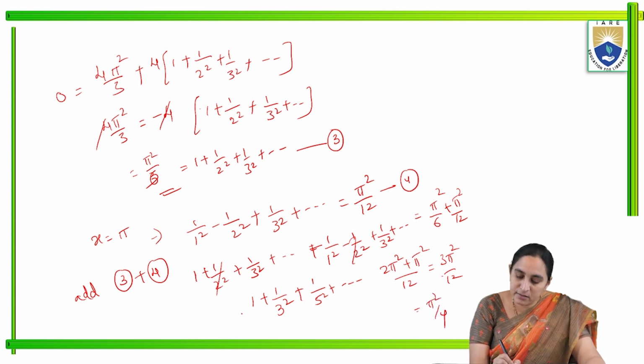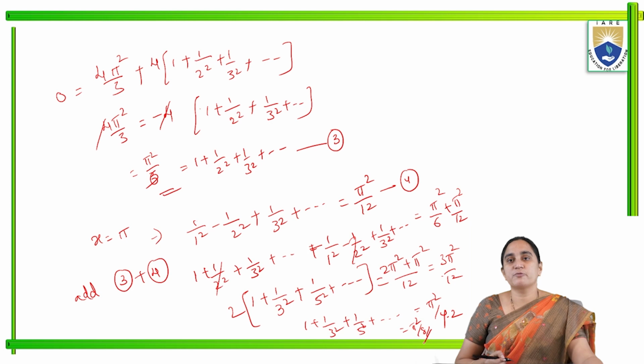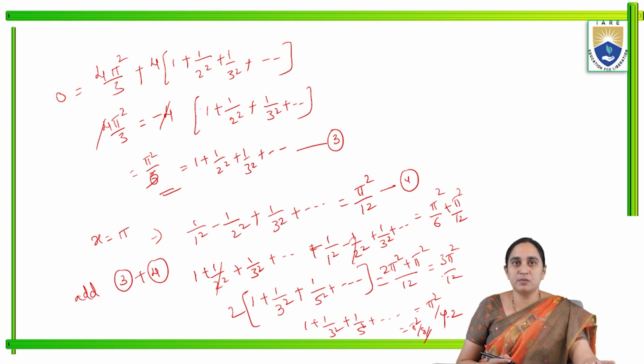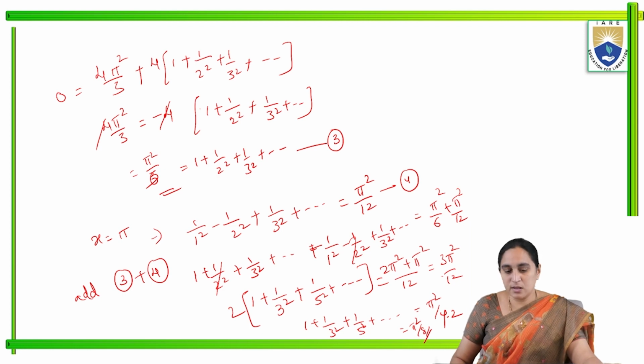Here, after adding the two, this is equal to 2 into 1 plus 1 by 3 square plus 1 by 5 square and so on. If you take 2 to the other side, the final answer for that is pi square by 8. This is the required Fourier series and the deduction parts for this. Okay, this is the answer.